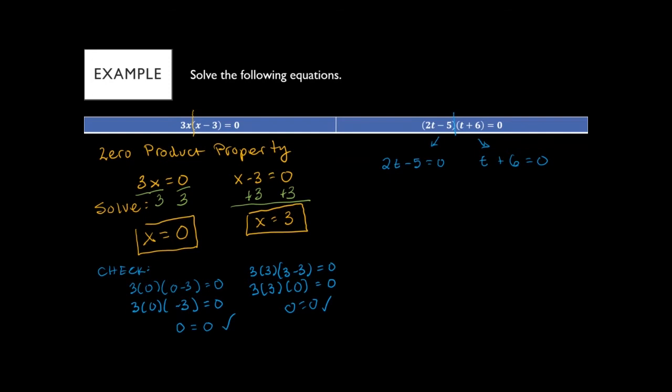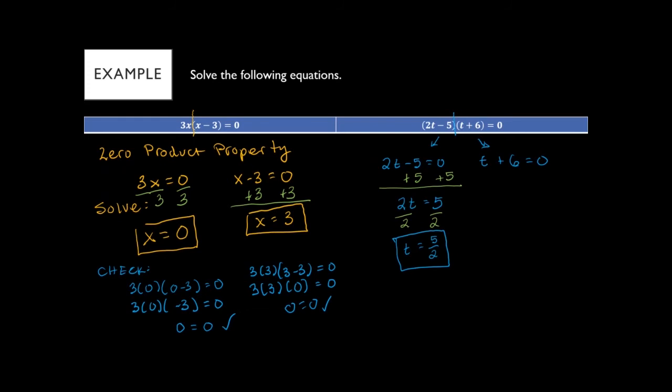So the zero product property lets us set these equal to 0, and then you solve each of these equations. So if I solve 2t minus 5 equal to 0, my first step is to add 5 to both sides. So that gives me 2t equals 5. Then I need to divide both sides by 2. And so that gives me t equals 5 over 2. And so that is our first answer.